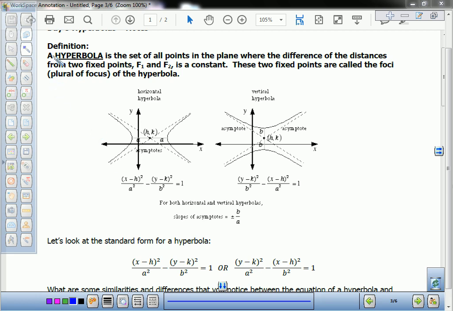We are learning about the hyperbola. It is our third conic. The hyperbola looks similar to two parabolas facing opposite directions. That's not what it is, but that is how it looks.